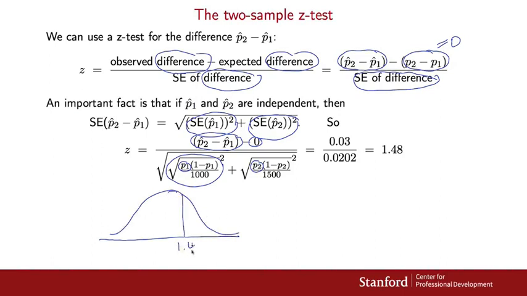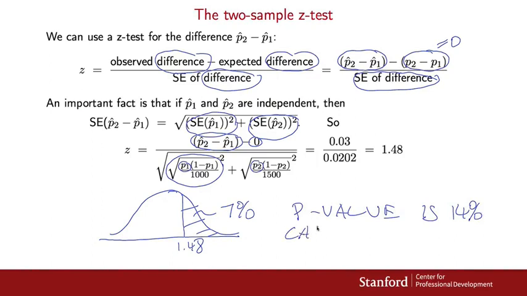We take 1.48, we look up the area to the right. Turns out that this is 7%, and the p-value is simply double of that, which is 14%. And of course, this is quite large, and so we cannot reject the null hypothesis.